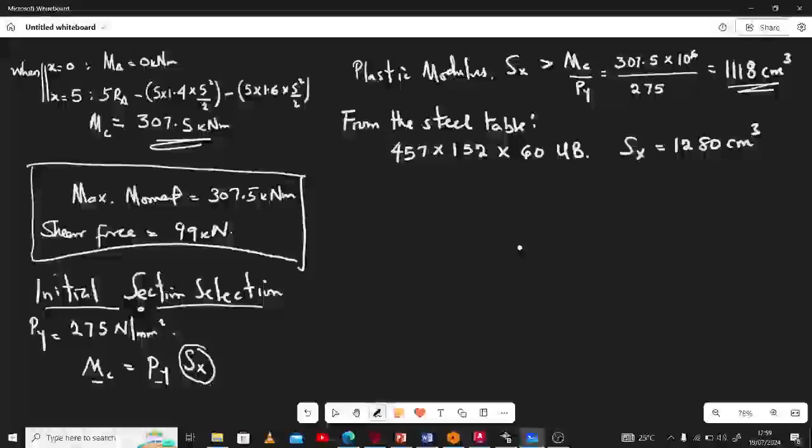All right, so the next thing we want to do is to classify our section, and I'll be walking you through the code of practice to do this. Okay, so we have our section classification.